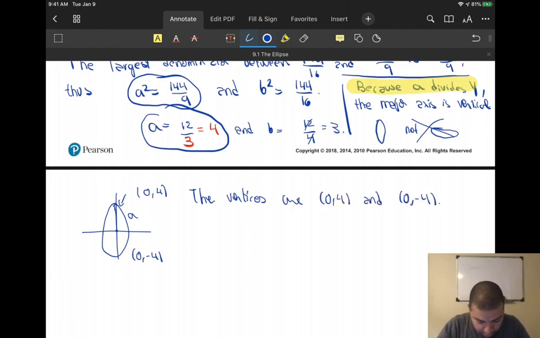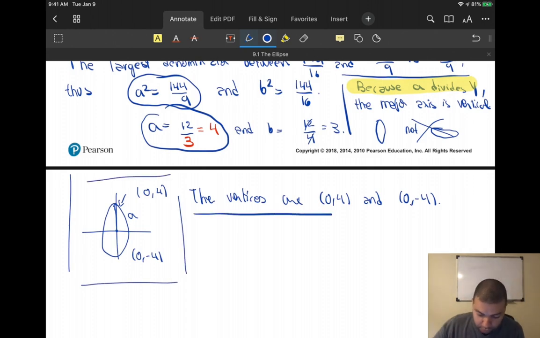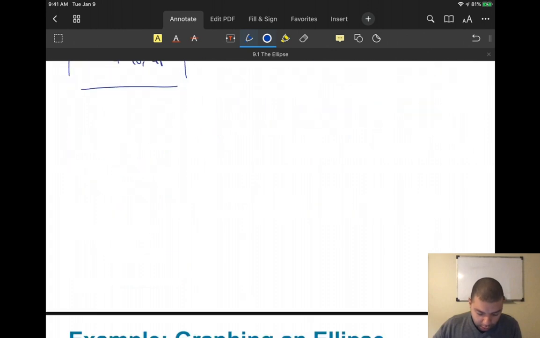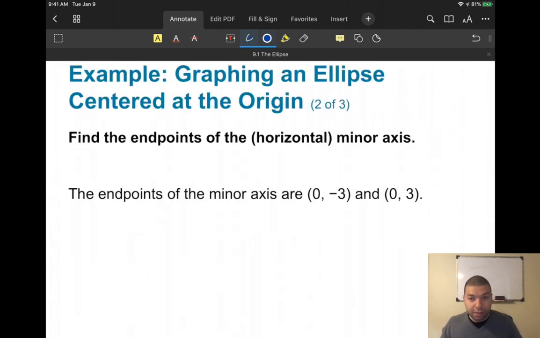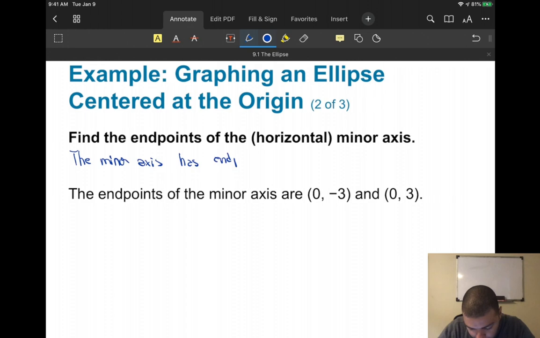So I don't have to draw this thing. This is just a draft, so that I know what I'm doing. You have to write this though. Okay. So let's go. Find the endpoints of the horizontal minor axis. So just do the same. The minor axis has endpoints always. Because it's horizontal, I always add B and subtract B, but because it's horizontal, I do that on the x-coordinate. So -3.